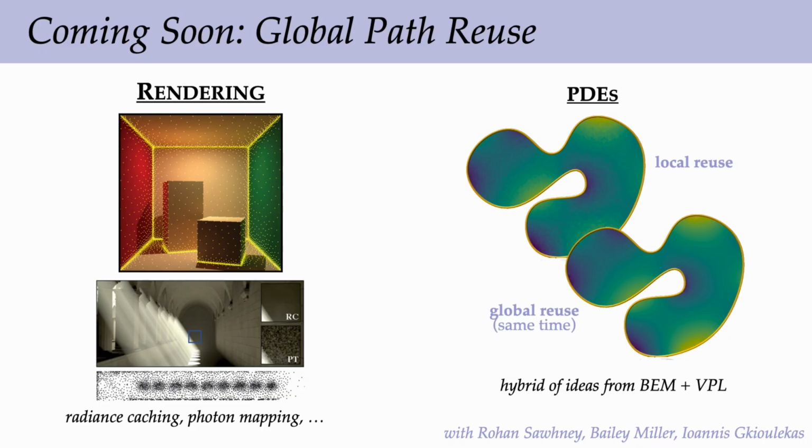And we're also thinking very hard about how to get some kind of global path reuse. So we've already done some path reuse locally with these tree walking strategies or next event strategies. But in rendering, there's been a lot of good thought on how to take paths globally and recombine them to get efficient estimators. And so we're doing something kind of akin to radiance caching or photon mapping in the walk-on spheres setting.